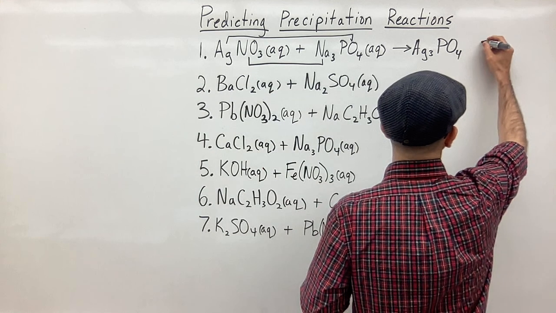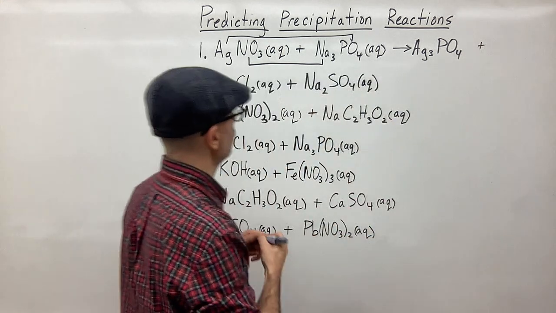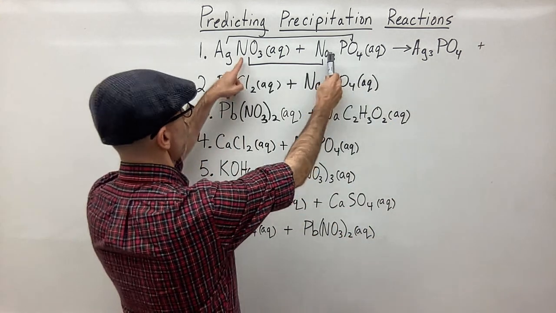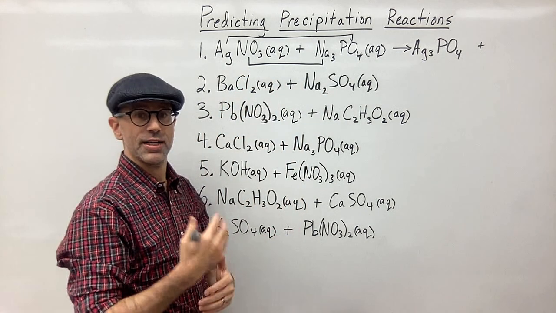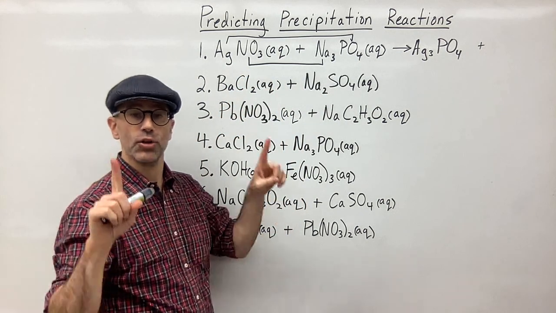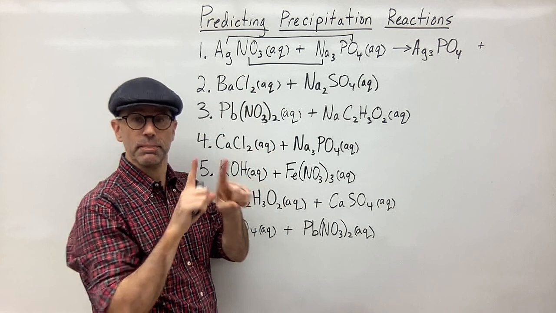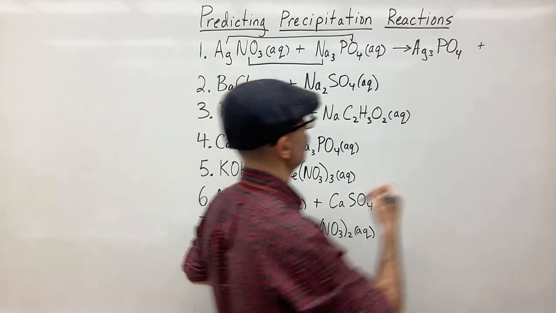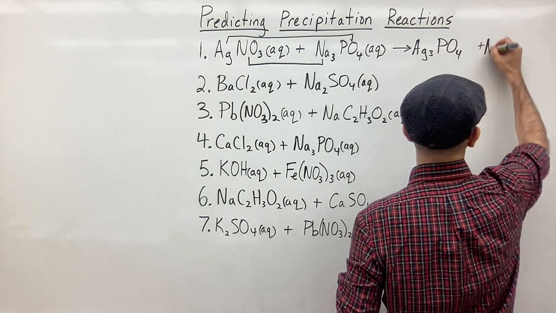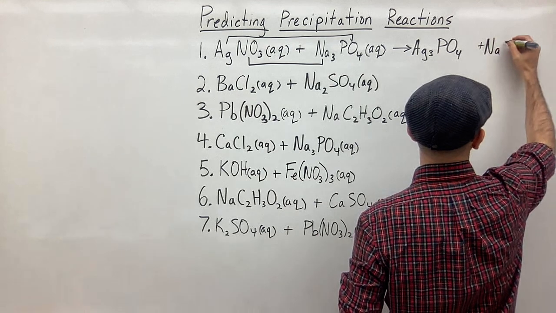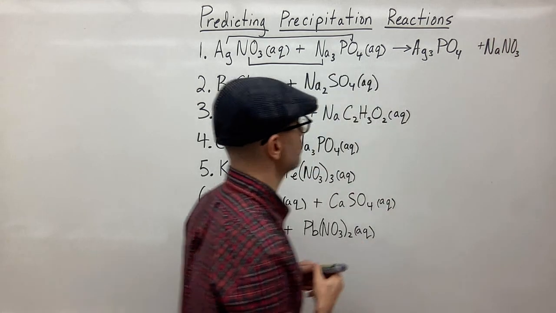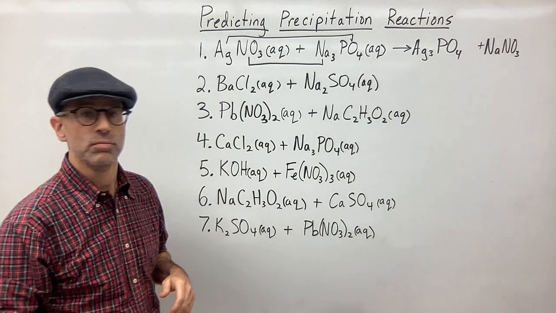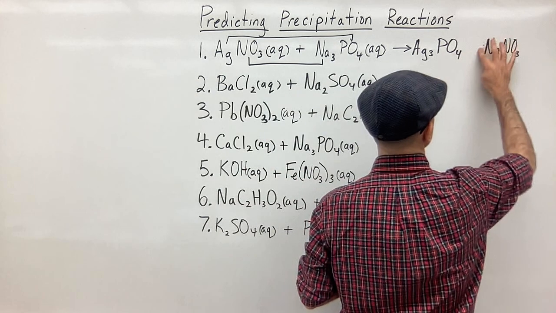Then I'm going to add to that the other possible product. So I'm going to put the sodium and the nitrate together. Sodium is a +1 charge. Nitrate is a -1. So the 1, 1 each will balance the charge. So then I get NaNO3. Let me move this over.